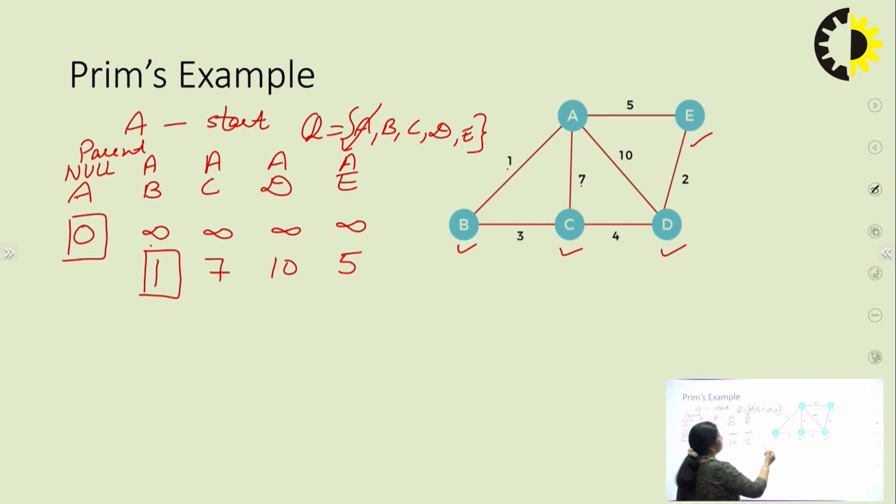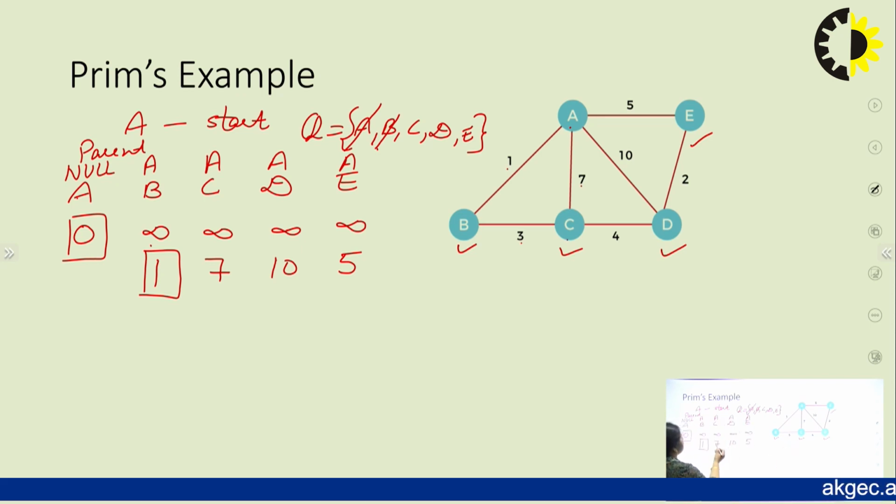What are the neighbors of B? Neighbors of B are A and C. A is not in the queue. What is getting deleted now? B. A is not in the queue. C is in the queue, so we'll check for C. The B to C edge is 3, which is less than what is already stored, which is 7. So we'll reset it. Others will remain the same because those are not the neighbors of B.